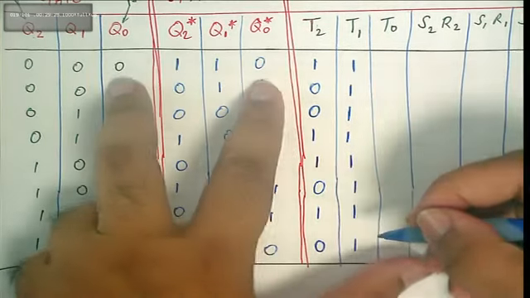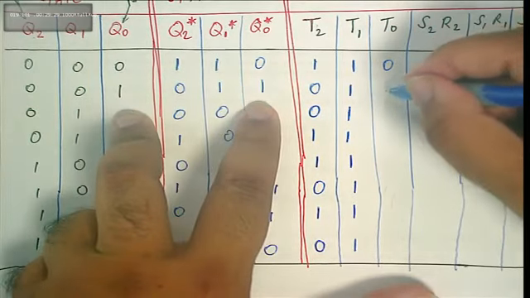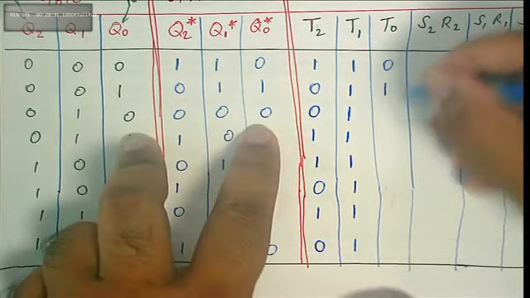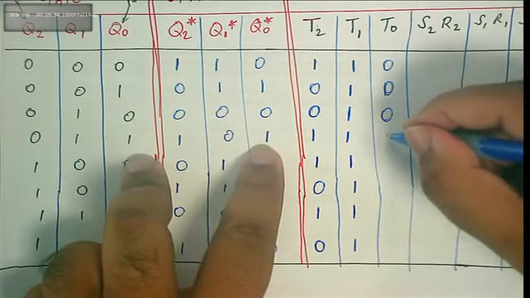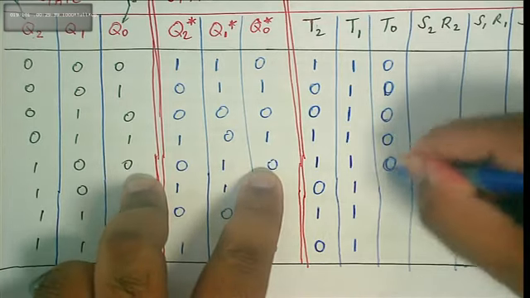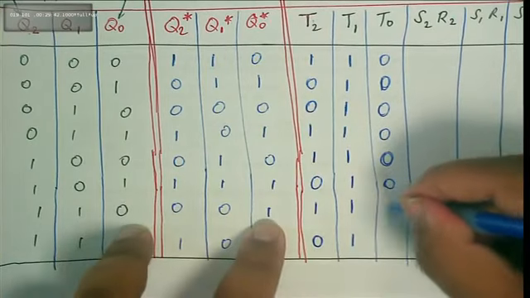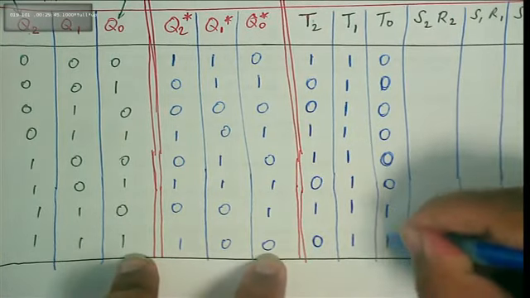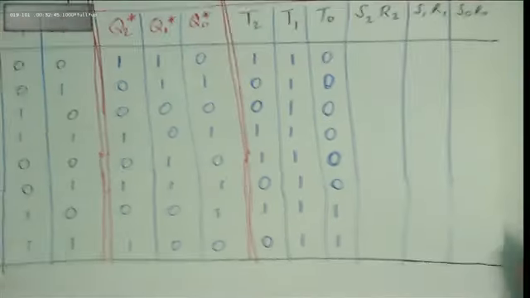Let's go to the last one. 0, 0 gives you a 0. 1, 1 gives you a 1. Oh, sorry. Yeah, 0. 0, 0 gives you a 0. 1, 1 gives you a 0. 0, 0 gives you a 0. 1, 1 gives you a 0. 0, 1 gives you a 1. 0, 1 gives you a 1. We filled all. Let's call it out now.